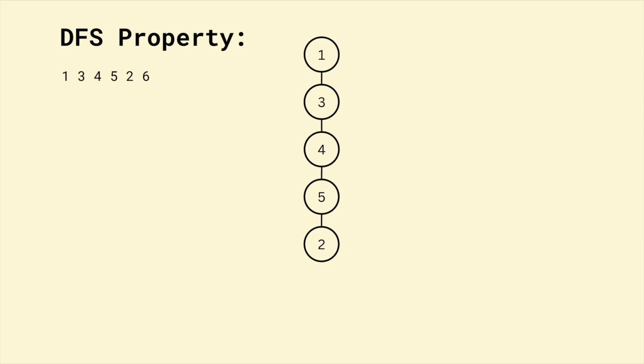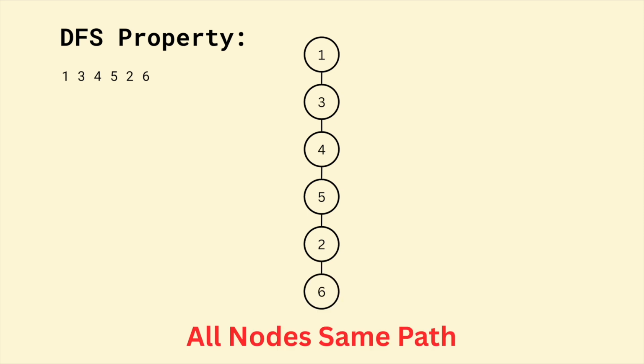Now let's take a look at the DFS property. We start at node 1, and then after is node 3. 4 follows 3, 5 follows 4, 2 follows 5, and 6 follows 2. We can see that all the nodes are on the same path, just appearing one after the other. And we can also confirm this satisfies the DFS as the nodes are visited in the order of 1, 3, 4, 5, 2, and 6.